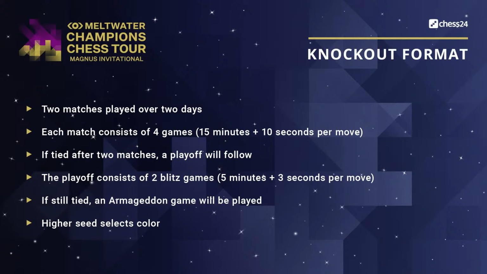As always, the higher seed, which in this case would be Magnus, as he finished first, would get to pick the colors. Levon has his task cut out ahead of him. He knows what he needs to do. Big decisions on the board.